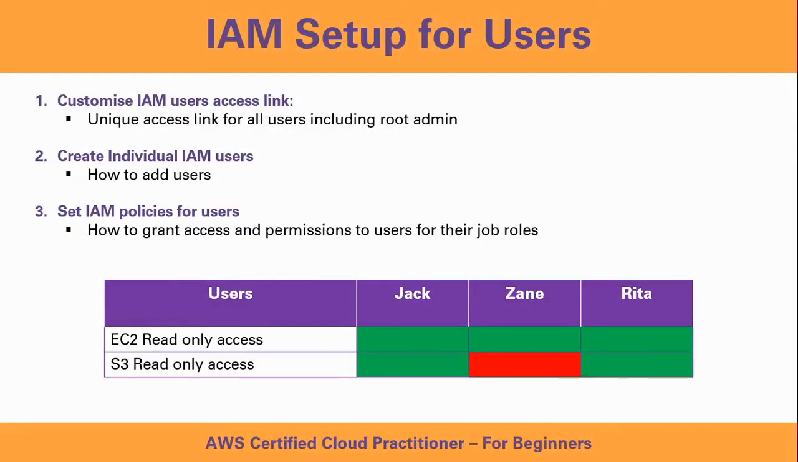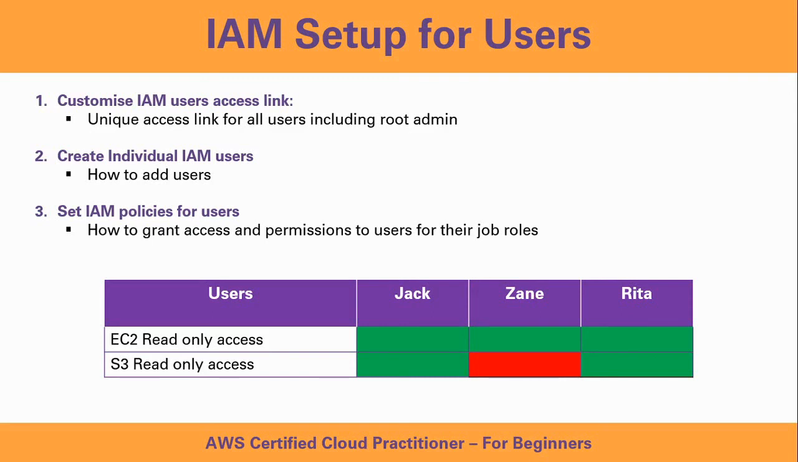Hi, in this video, we will continue with IAM setup for users. We will start off by customizing the IAM users access link. In all the previous videos, we have been logging into the AWS Management Console, which is only accessible for the root admin. So, for the new users, we want to provide them a unique access link whereby they can log in and access the new AWS services which have been permissioned to them.